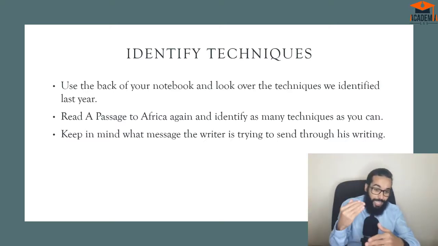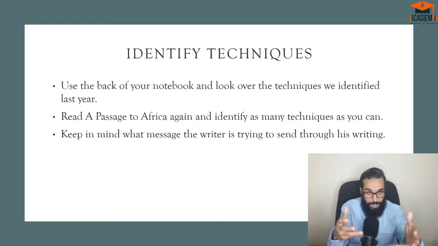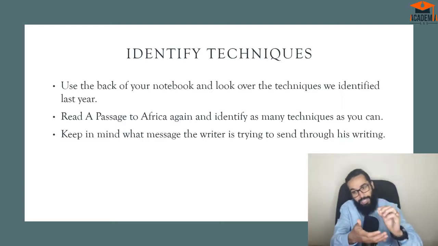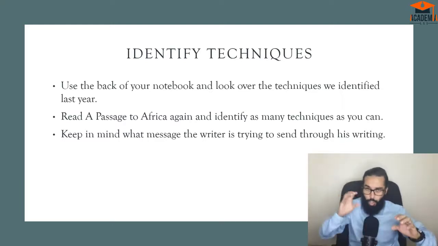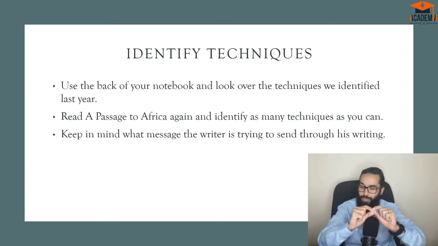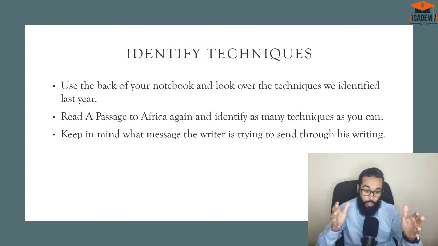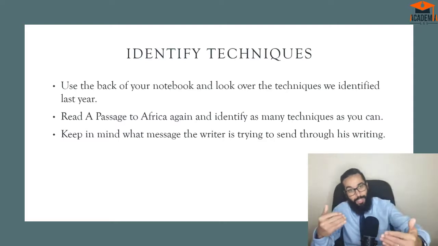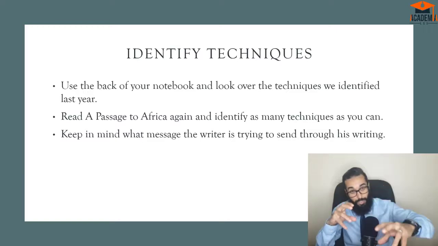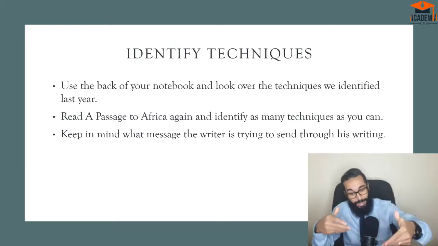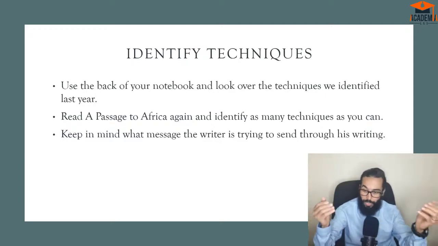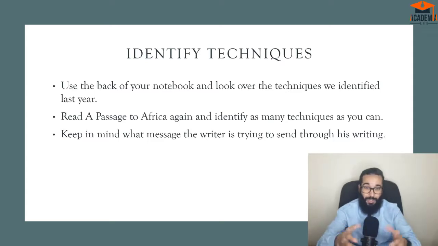Now, I want you to read A Passage to Africa again. Maybe this is the fourth time that you're going to read the text, and try to identify as many techniques as you can. Your purpose is to identify as many techniques as you can, and do that in the notebook. Keep in mind what message the writer is trying to send through his writing. The effect of those techniques is the message that the writer is trying to send to the readers or to the audience. So you've got roughly 5 minutes. Off you go.